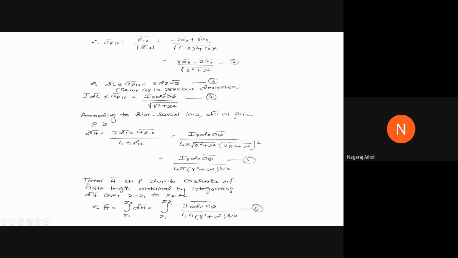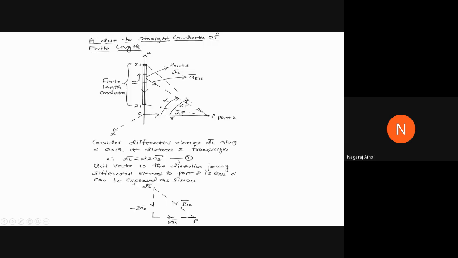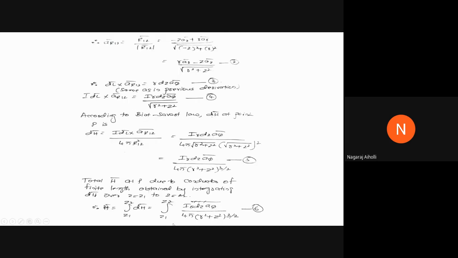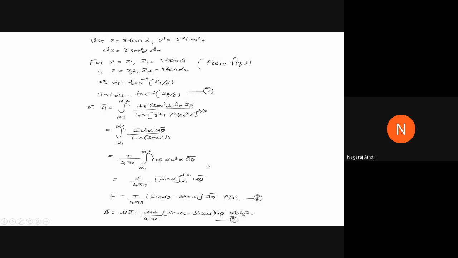If we want the total magnetic field intensity, we have to take the integral of this. That is, H bar will be equal to the integral from z1 to z2. The lower end is z1, the upper end is z2. Therefore, it is the integral from z1 to z2 of I R dz dφ bar divided by 4 pi into R square plus Z square raised to 3 by 2. Take it as equation 6.